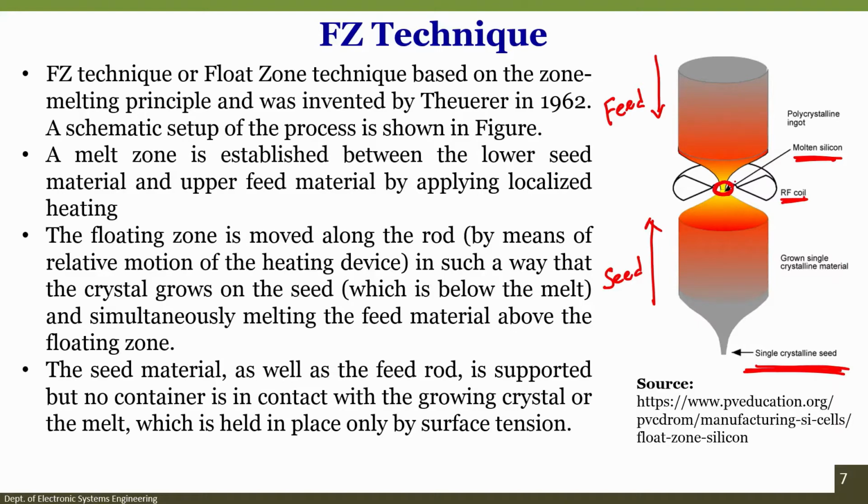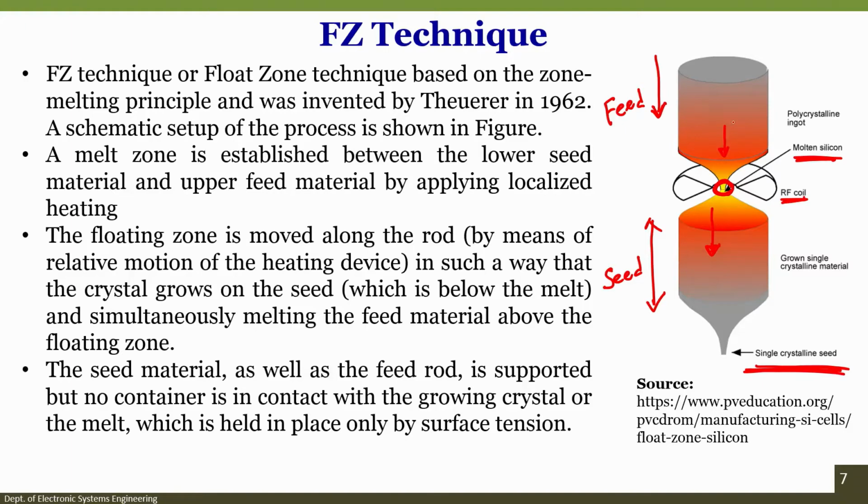The floating zone is moved along the rod in such a way that the crystal grows on the seed. So, when the feed crystal is moved and the floating zone is moved in such a way, this seed crystal that you can see here starts growing in this direction, and simultaneously melts the feed above the floating zone. So, when it starts growing in this direction, as we have seen, this feed crystal starts melting further.